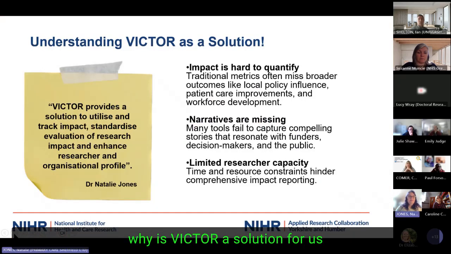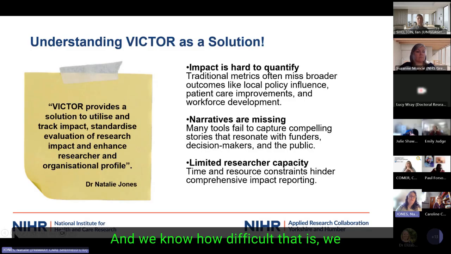I suppose, why is Victor a solution for us as occupational therapists? Well, Victor provides an opportunity for you to track impact, to standardise the way that you evaluate the impact of your research, and it's really something that you can utilise to enhance and promote your impact, but also your profile within your organisation and wider. And we know how difficult that is. We know it's hard to quantify impact. If it was easy, we'd all be doing it.